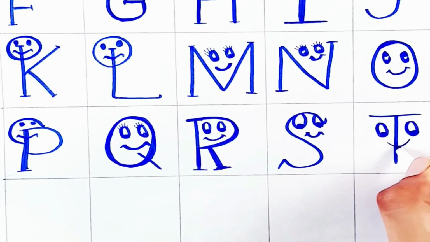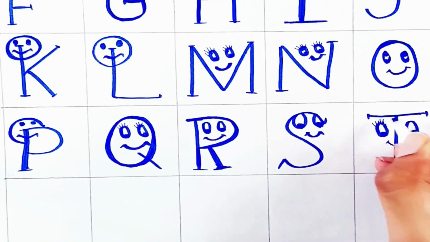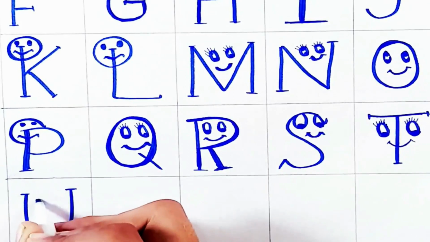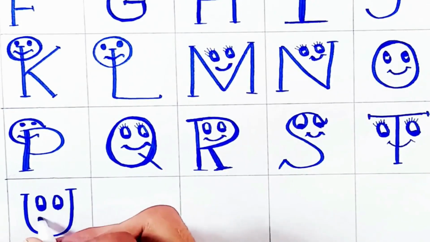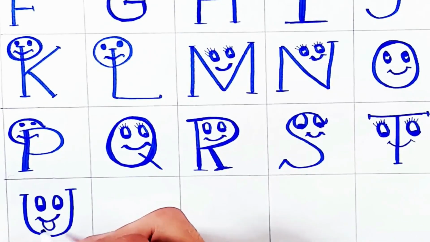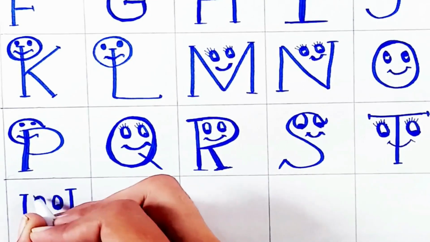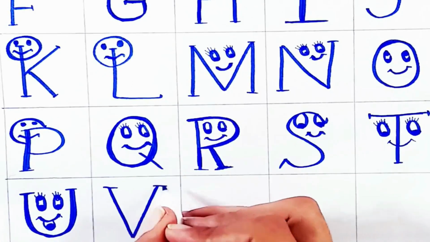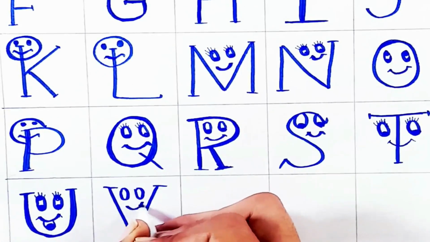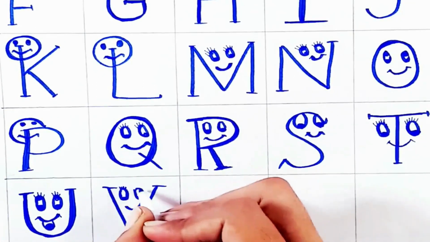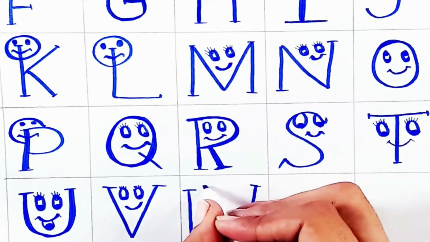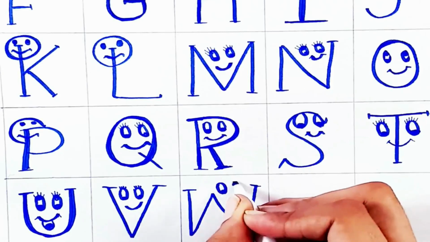T. T for tap. U. U for umbrella. V. V for violin. W. W for whale.